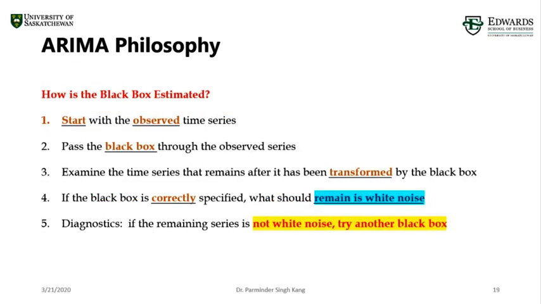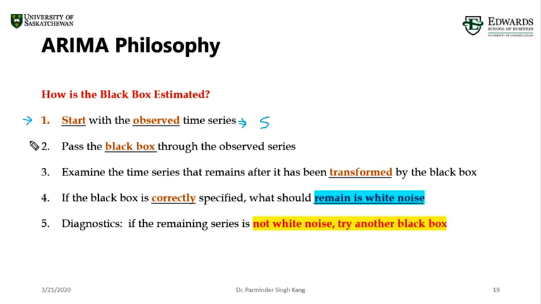So here's the standard process for how you're going to estimate the black box. We're going to start with the observed time series, but there are some substeps that we need to perform. As we're looking into ARIMA models, if your time series is not stationary, we need to transform that time series to be stationary first by taking the first difference, right? Once your time series has been transformed to be stationary, then we're going to apply the black box.